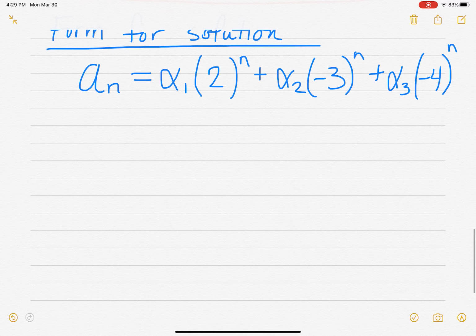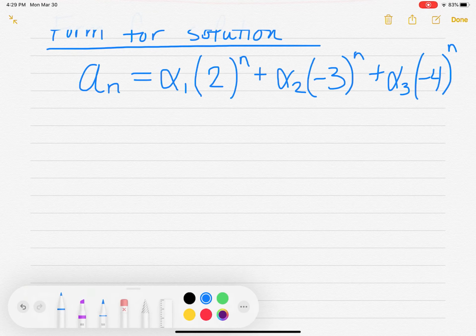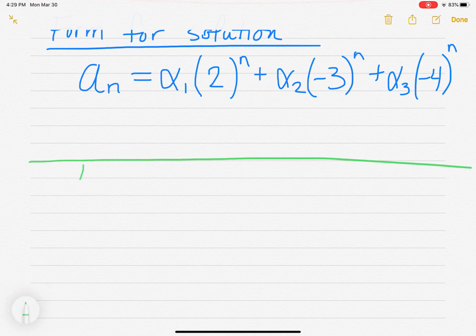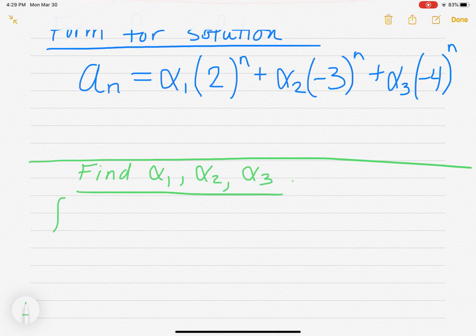So all we have to do now is just solve for alpha 1, alpha 2, and alpha 3. So that's what we want to do next. Let's go green. Find alpha 1, alpha 2, alpha 3. So I totally forgot what my initial conditions were. A0, A1, A2. They were way back at the beginning of the problem.